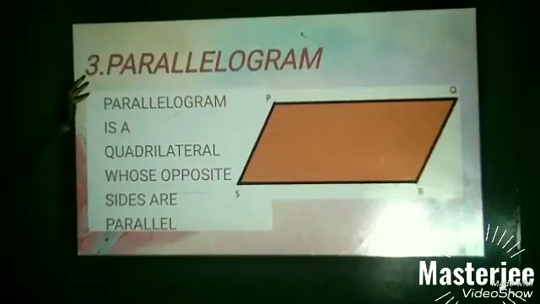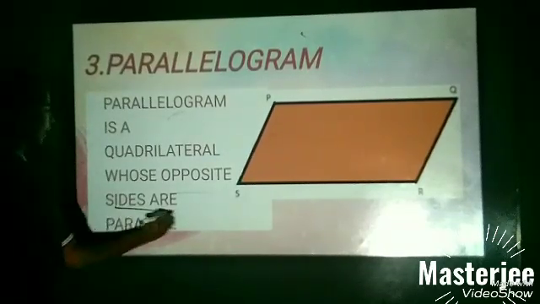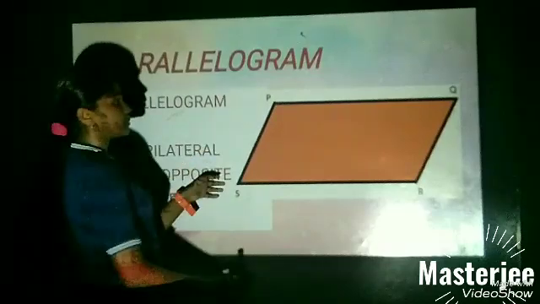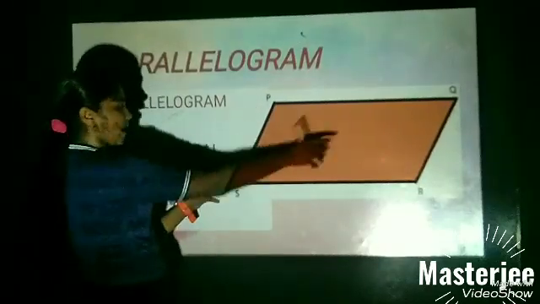The third one is parallelogram. A parallelogram is a quadrilateral whose opposite sides are parallel. Here, PS is parallel to QR and PQ is parallel to SR. Elements of a parallelogram.